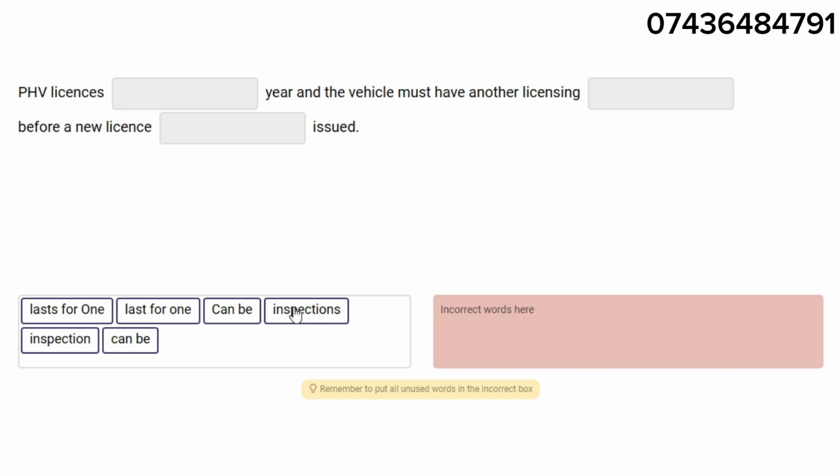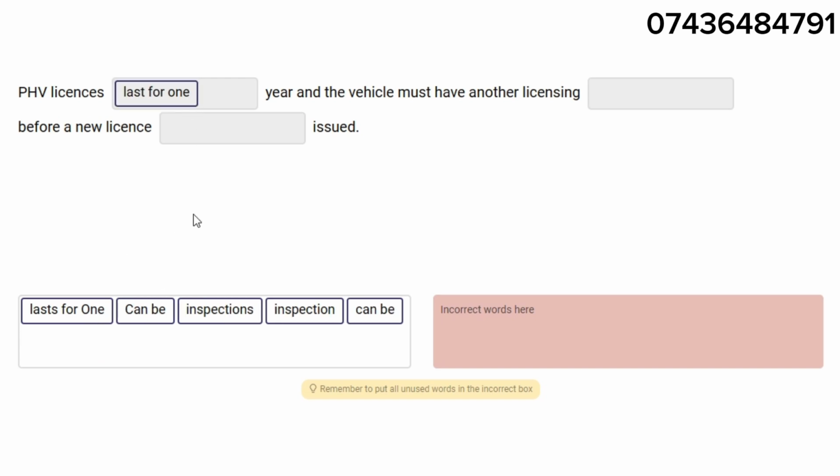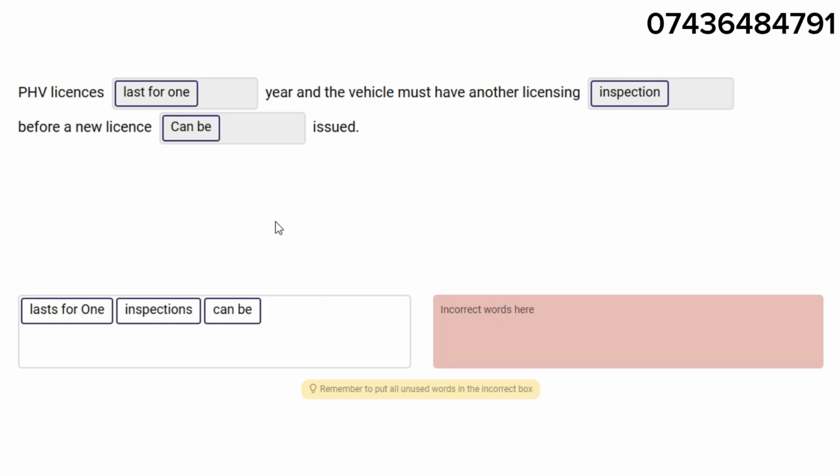Okay, so the first one is PHV licenses, and the answer will be last for 1 year. And the second one is licensing inspection before a new license can be issued. So after this, sorry, this is not can be, because this is a capital letter, we can't use a capital letter inside a sentence with for can be. Okay, this will be this. Okay, then we have to put this here. So we have to do it first.